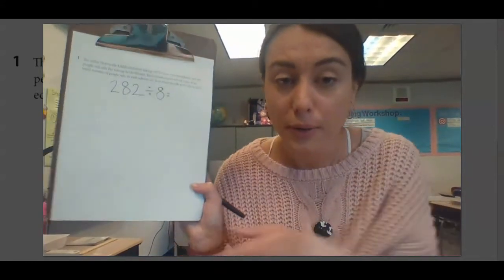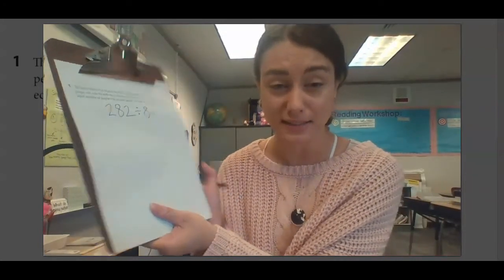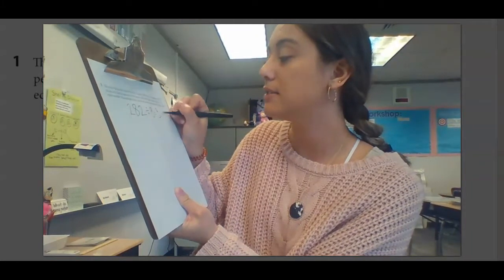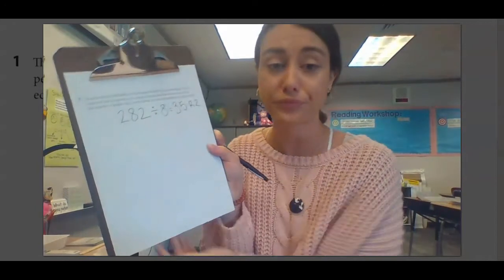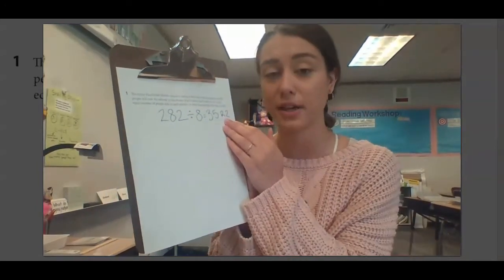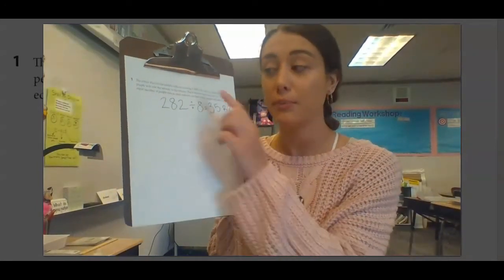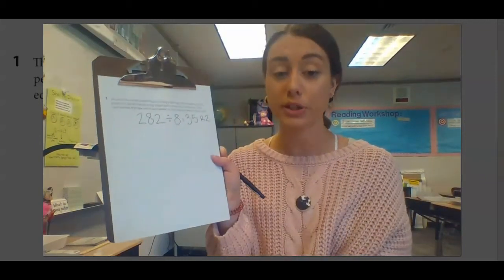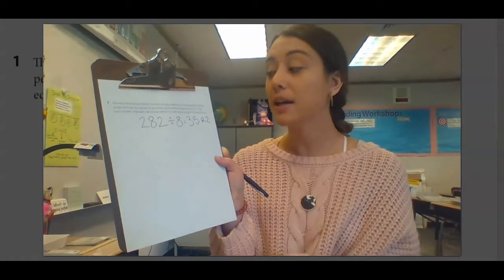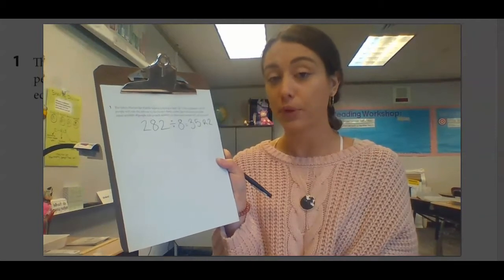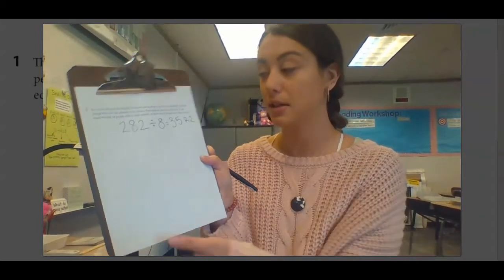Now let's go back to my problem and let's write a sentence. We know that 282 divided by 8 is 35 remainder 2. Now, I can't just leave the remainder there. I have to show, based on the story problem, what I'm going to do with the remainder. I am going to put those 2 extra people into one of the 8 subway cars. So I have to write a sentence to show that.